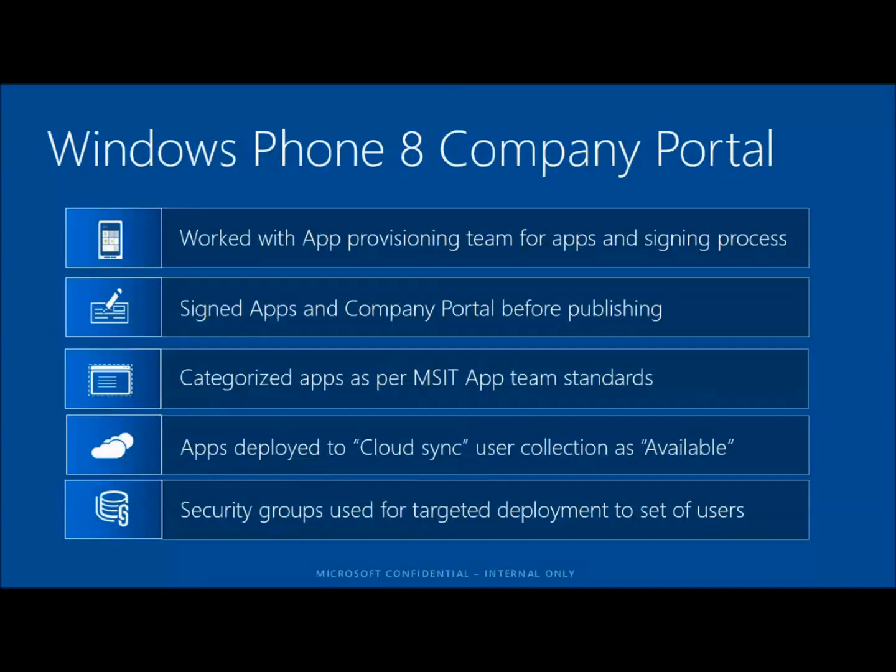And we also had one specific requirement from our app team to deploy one particular app to only a few users. So only those users should be able to see that particular app in the company portal. We achieved this by creating a security group, adding those users into the security group, discovering that security group, creating a user-based collection, and publishing that particular app to that collection. So only those users will be able to see that app, and the rest of the users will not. Okay.